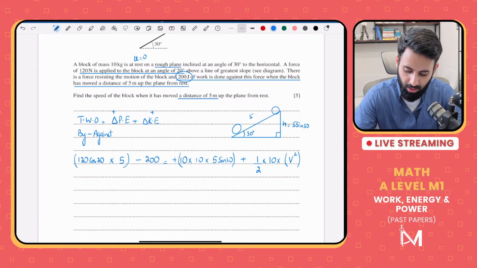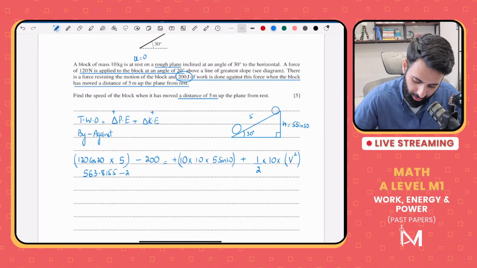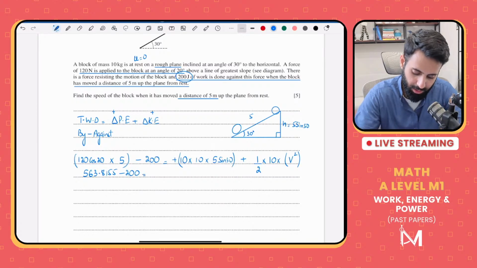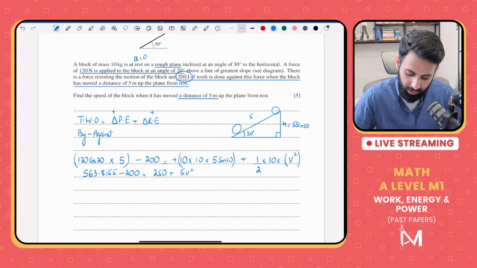120 cos 20 multiplied by 5, that's equal to 563.8155. Since it's not the final answer, we're not rounding it off. Minus 200 is equal to, let's see what we get, 10 times 10 times 5 sine 30, that's equal to 250. 250 plus 5v squared. So let's make v squared the subject.